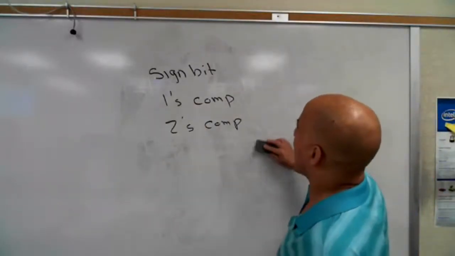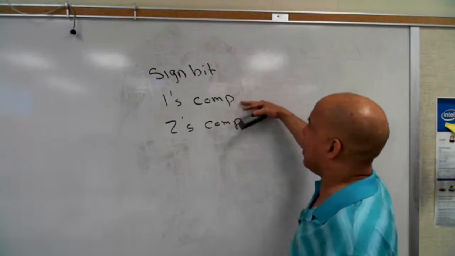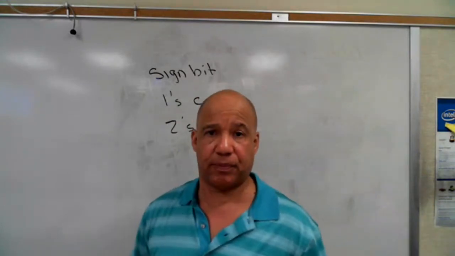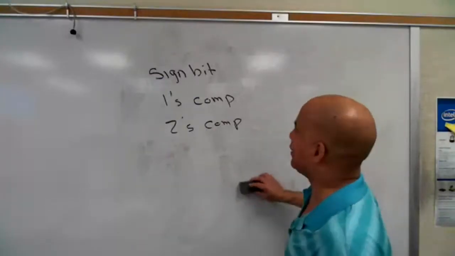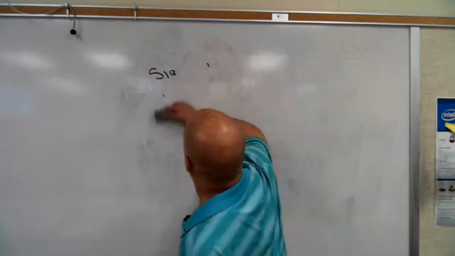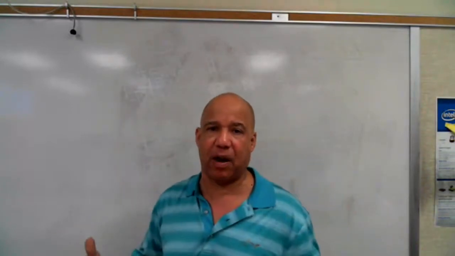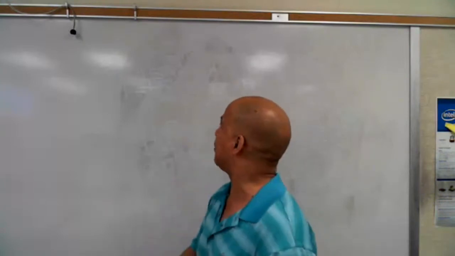So these are real simple. The ones complement, all that is, you take the number and you flip the bits. The twos complement is kind of a process, so I'll show you that. It'll just take me a second. So these are three different ways to represent negative numbers in digital devices.